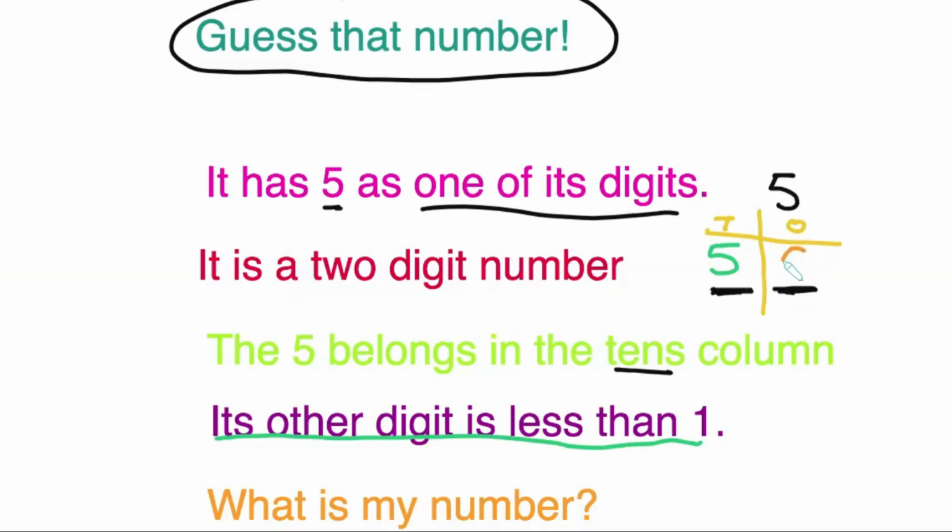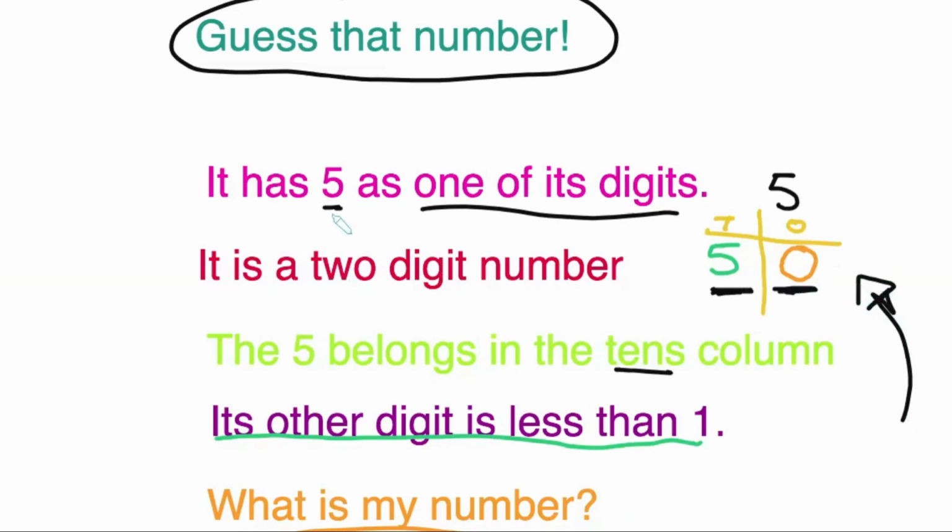It's got to be, have you guessed it? Say it before I write it. Quick, it's got to be a 0. What is my number? What's the number that I was thinking of? I was thinking of 50.